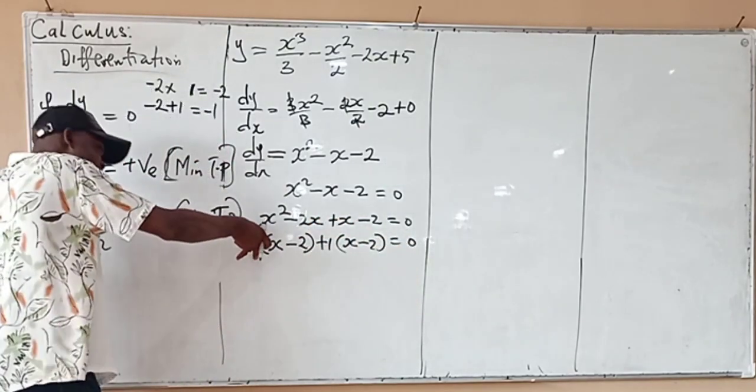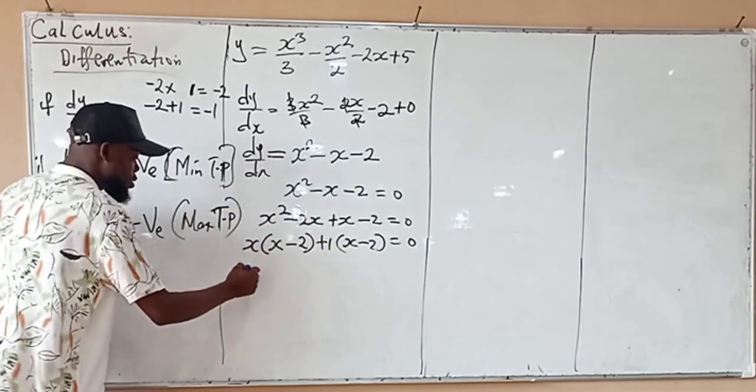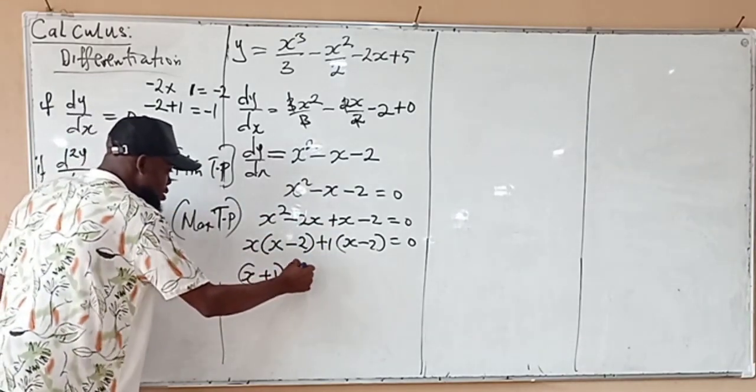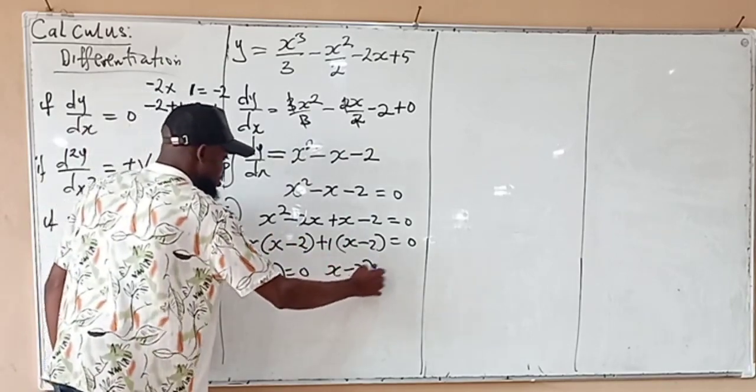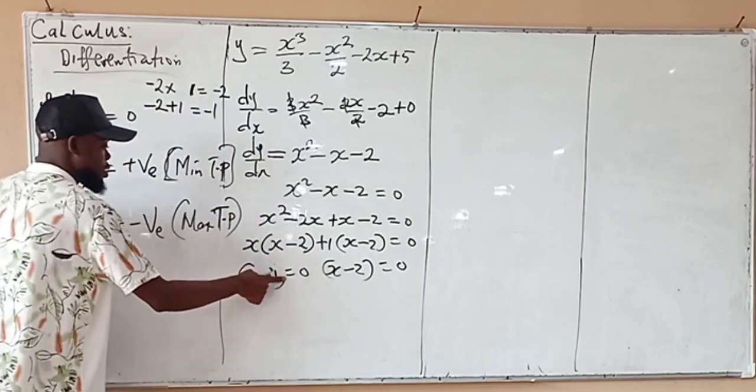The next thing, equate each bracket to 0. We will have x plus 1 equal to 0. Then pick the other bracket, we have x minus 2, also equal to 0. So we will have something like this.